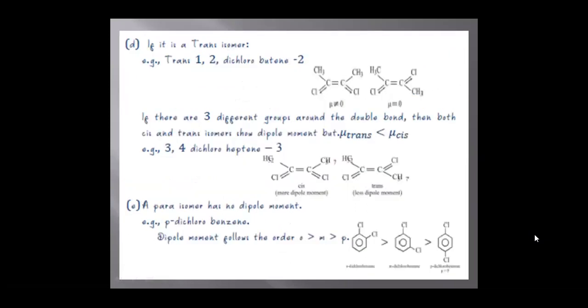In trans isomers, for example trans 1,2-dichlorobutene-2, the net dipole moment is 0, while for the cis isomer it is not equal to 0. If there are 3 different groups around the double bond, then both the cis and trans isomers show dipole moment. A para isomer has no dipole moment, for example para dichlorobenzene. So the dipole moment follows the order: ortho, meta, para.